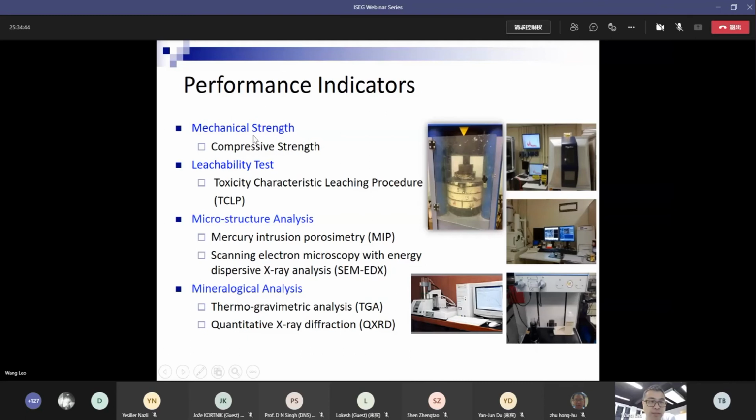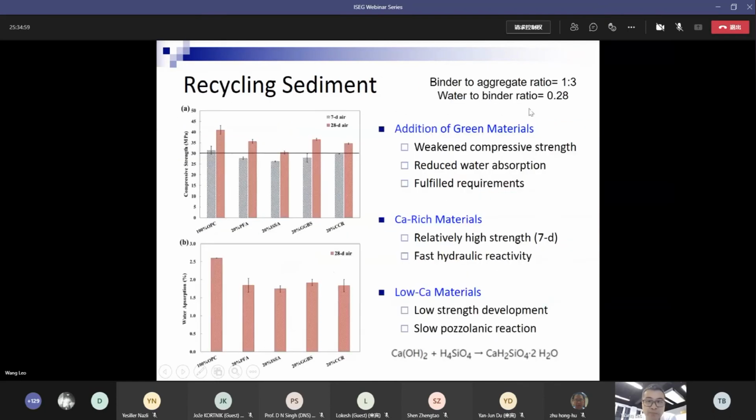We also test the mechanical strength and leachability of the final products, and use microstructure analysis and mineralogical analysis to explain the S/S mechanisms. In this study, we select the contaminated marine sediment, with a binder to aggregate ratio of 1.3 and a water to binder ratio of 0.28. This is a very low water to cement ratio. This is the reference product.